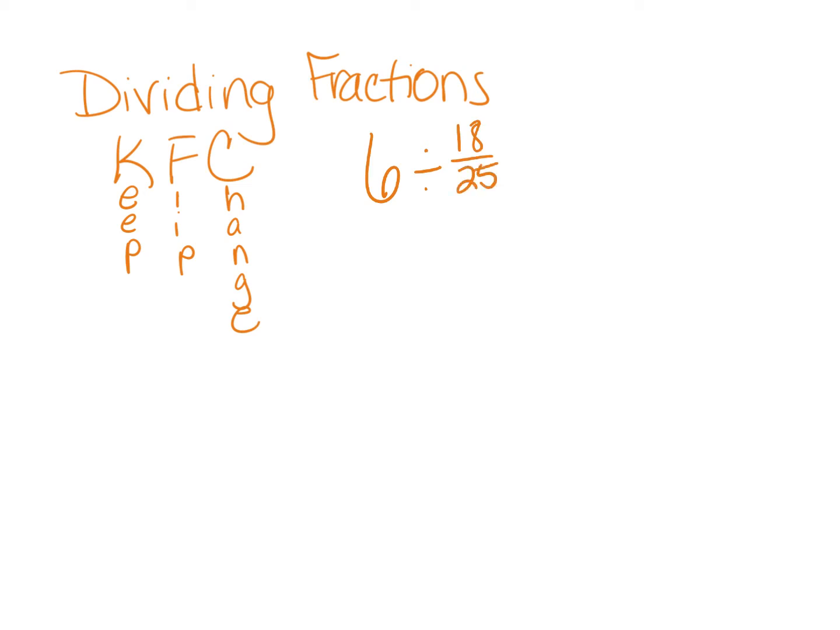So I'm going to start with the whole number because I want you to understand this. So technically, you know that if you have 6, that is also equal to 6 over 1 because when you divide that, you get 6, okay? And so you're going to rewrite your problem that way. 6 over 1 divided by 18 over 25.